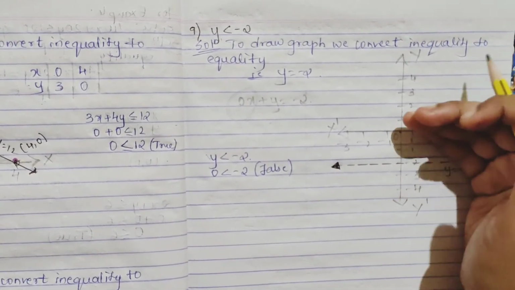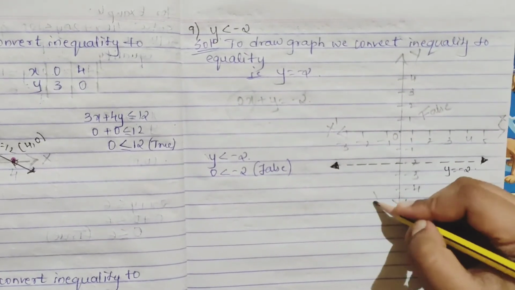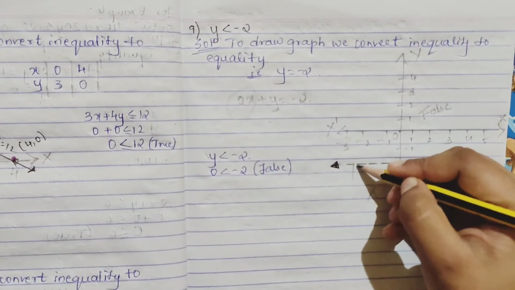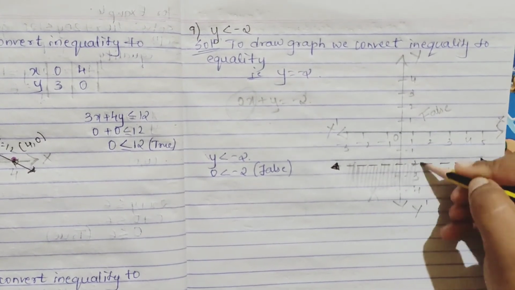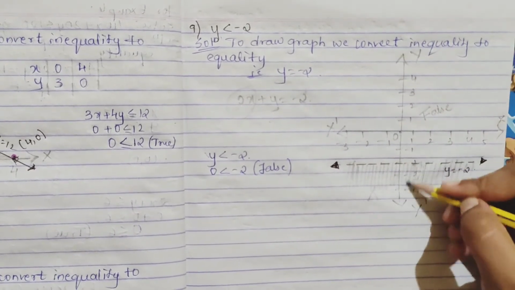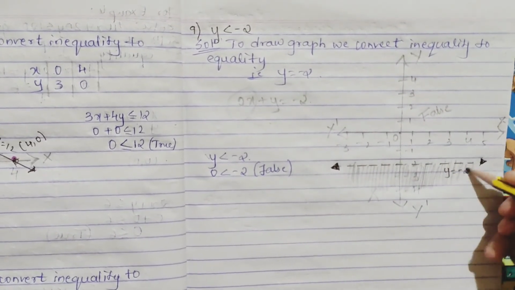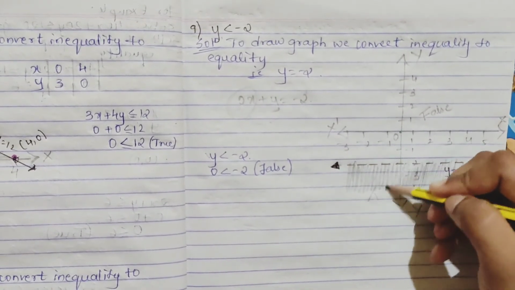If it is false, then as I have said, the opposite of this will be true, which means this section is your true section, which is this. So this will be your shaded portion. This you have to shade. If you are getting false for that section, then its opposite side will be your shaded portion, and that will be the solution of the graph which you have taken.